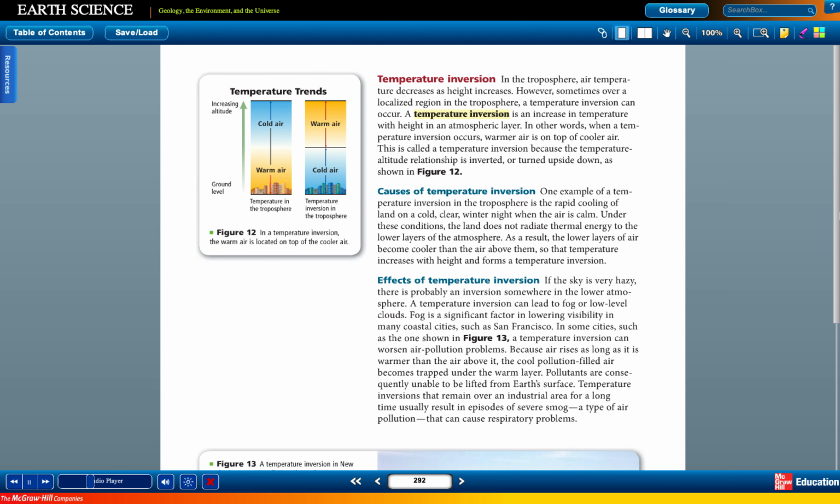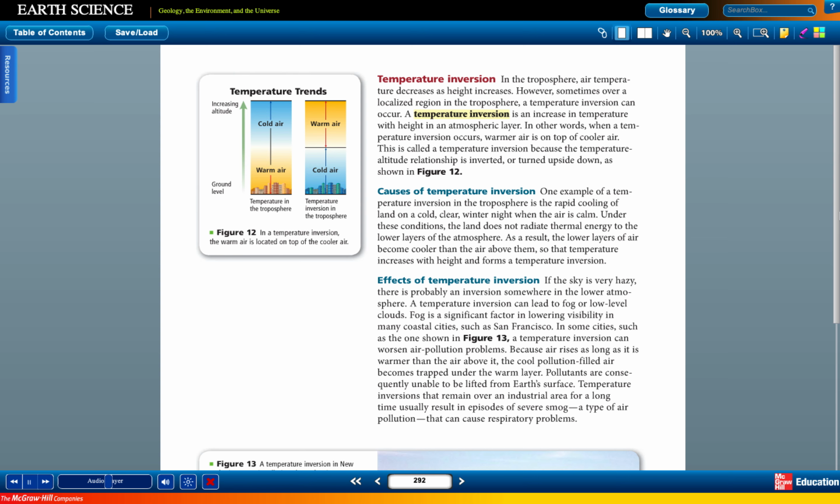Causes of temperature inversion. One example of a temperature inversion in the troposphere is the rapid cooling of land on a cold, clear winter night when the air is calm. Under these conditions, the land does not radiate thermal energy to the lower layers of the atmosphere. As a result, the lower layers of air become cooler than the air above them, so that temperature increases with height and forms a temperature inversion.